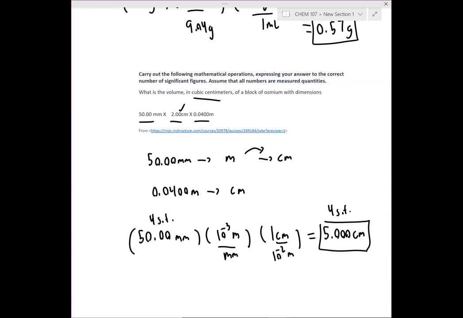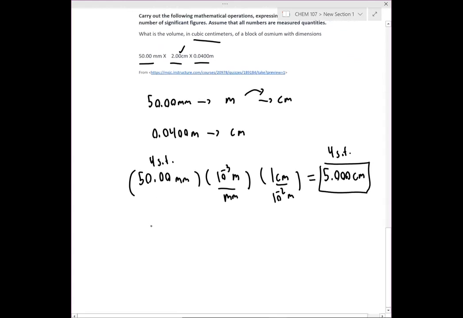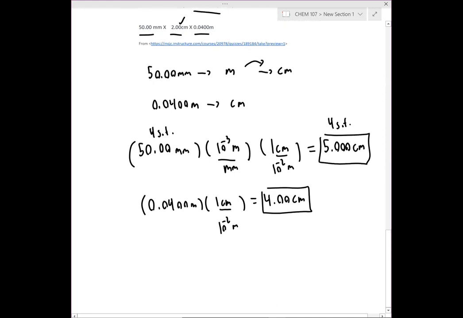Okay, so let's keep going now. We're converting 0.0400 meters to centimeters. And we know that in 1 centimeter, we have 10 to the negative second meter. And that in turn gives us 4.00 centimeters.